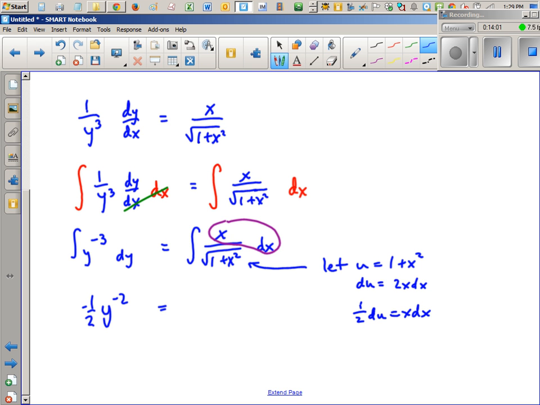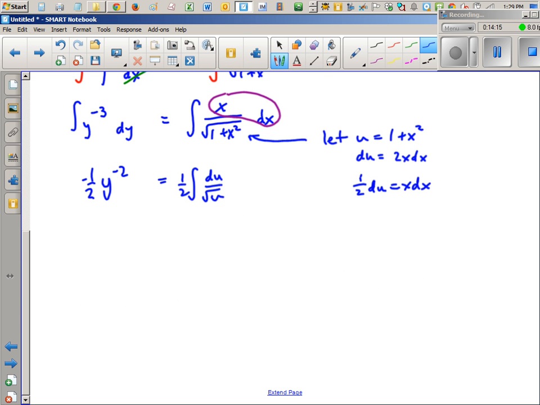It's a good review for our little integral quiz on Thursday. Okay, so this is going to look like this now. There's a 1/2 du over square root of u, like that. Alrighty. I'm going to cancel out the 1/2s. Don't need to carry that around. Okay, so I'm left with negative y to the minus 2 equals, and then this is just the integral of u to the minus 1/2 du.